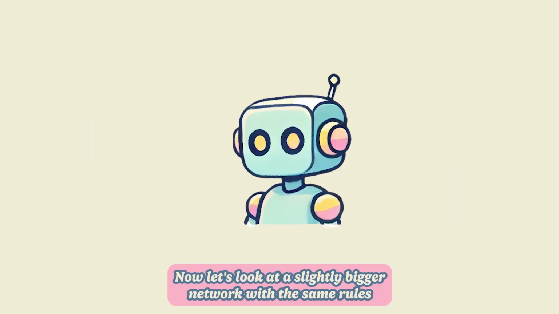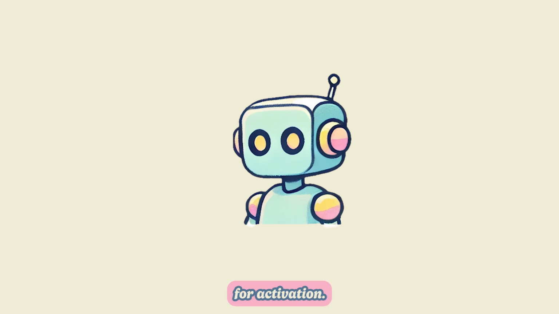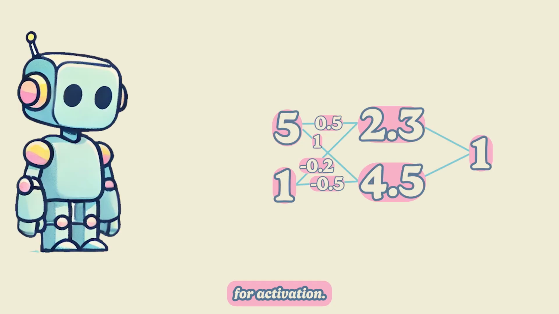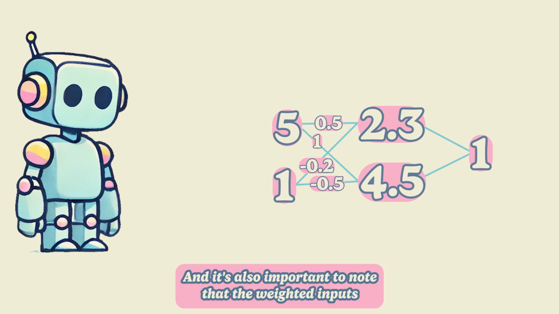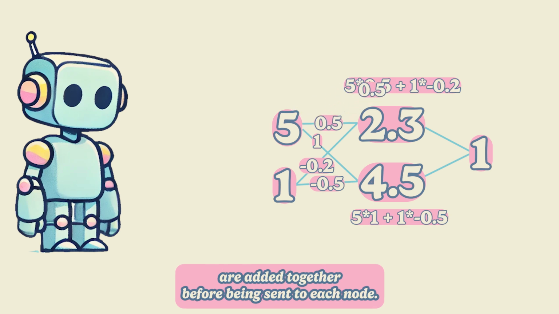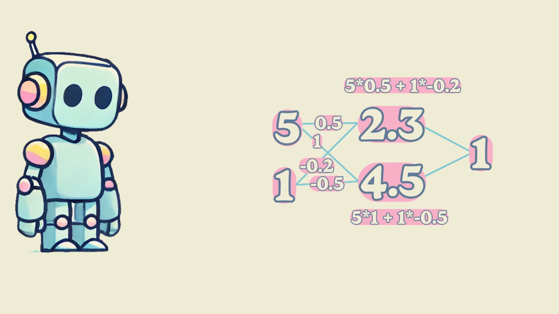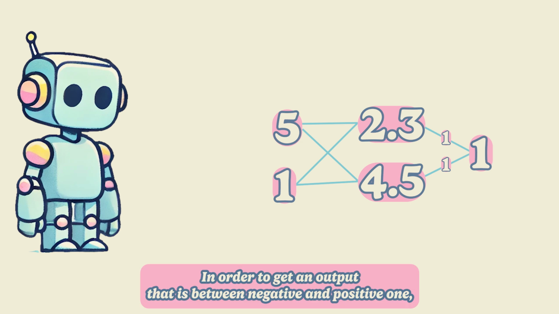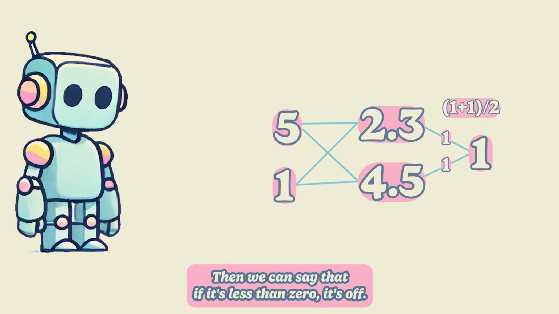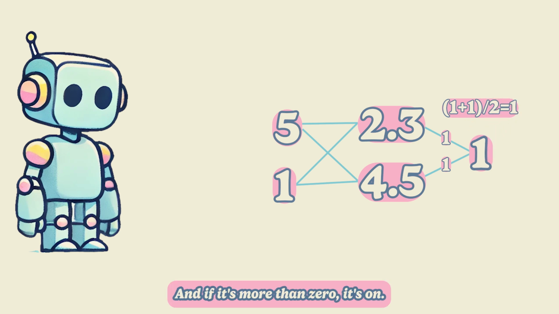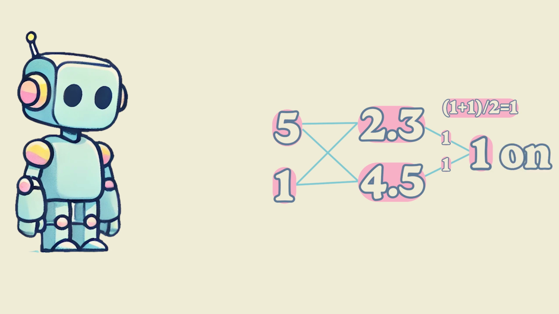Now let's look at a slightly bigger network with the same rules for activation. It's important to note that each input is sent to each hidden node. And it's also important to note that the weighted inputs are added together before being sent to each node. In order to get an output that is between negative and positive 1, we divide the added hidden layer outputs by the amount of hidden nodes. Then we can say that if it's less than 0, it's off, and if it's more than 0, it's on.